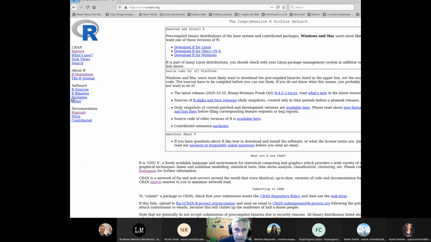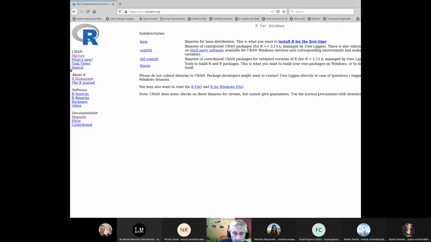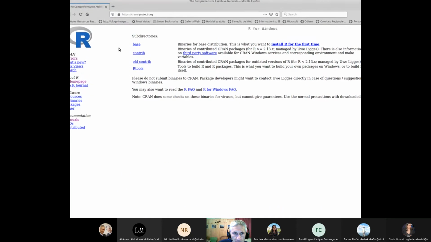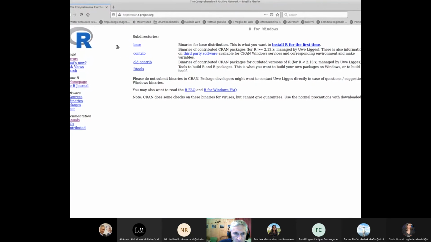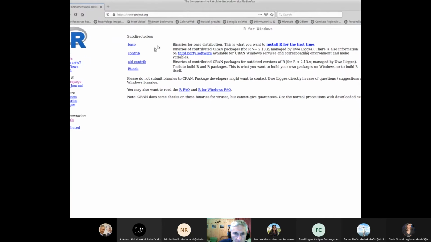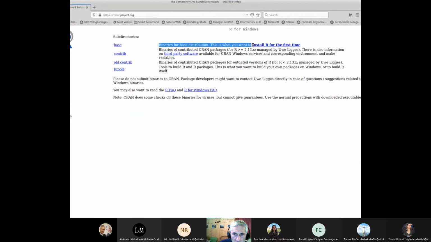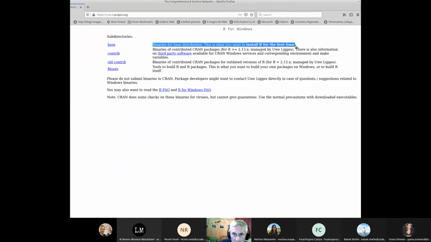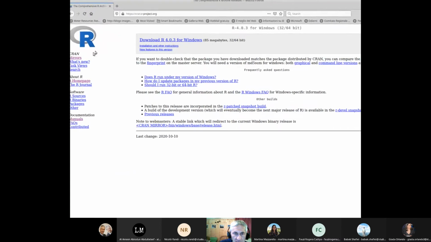And then here you see download R for Windows. Very good. Let's click on download R for Windows. Good. You see that there is a list of 4 packages. You are interested only in the first one, base. Look here, binaries for base distribution. This is what you want to install R for the first time. Perfect. Base. Click on base.